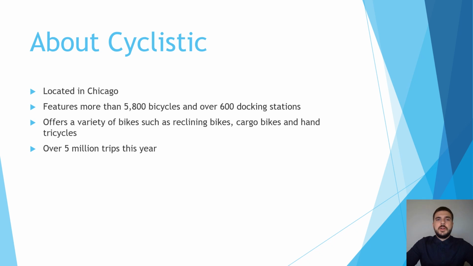A little bit about our fictional bike share company, Cyclistic. It's located in Chicago, just like the real company it's based off of, Divvy Bikes. Cyclistic has more than 5,800 bicycles and over 600 docking stations, and there were over 5 million trips this year. They offer a variety of bikes, such as reclining bikes, cargo bikes, and hand tricycles.